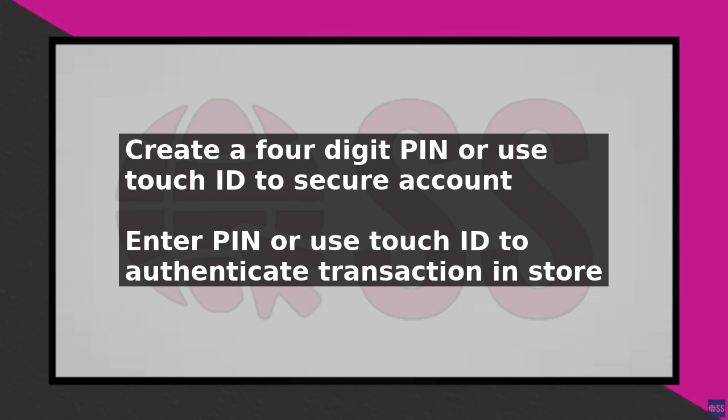At the checkout, let the cashier know that you want to use the Walmart app to pay. Open the app and select the payment method you want to use. The cashier will then scan a QR code on your device to complete the transaction.